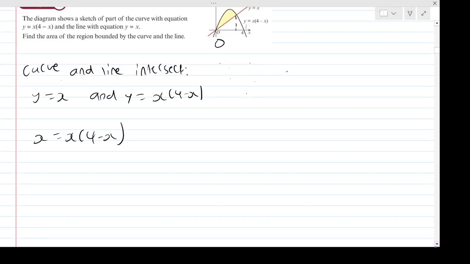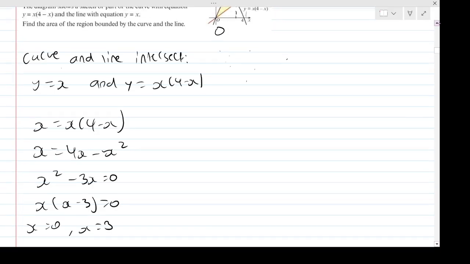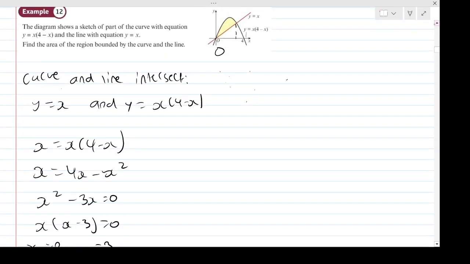So if we expand that, we get x is 4x minus x squared. Then if we move everything to one side, we get x squared minus 3x equals 0. And if we factorise, we get x(x minus 3) equals 0, so then x equals 0, or x is equal to 3. Well, obviously we know they intersect at 0, we've got that already, but then 3 must be the x value of the intersection point. So we are integrating between 0 and 3.